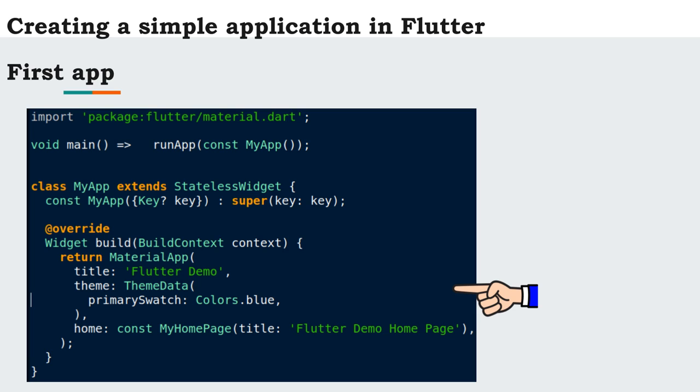In this example, we are defining the application's title, its theme which is the color blue, and a child widget through the home property, which will be the first screen to be shown in the application. In our example, it's a stateful widget called My Home Page, but it could be any name you want.